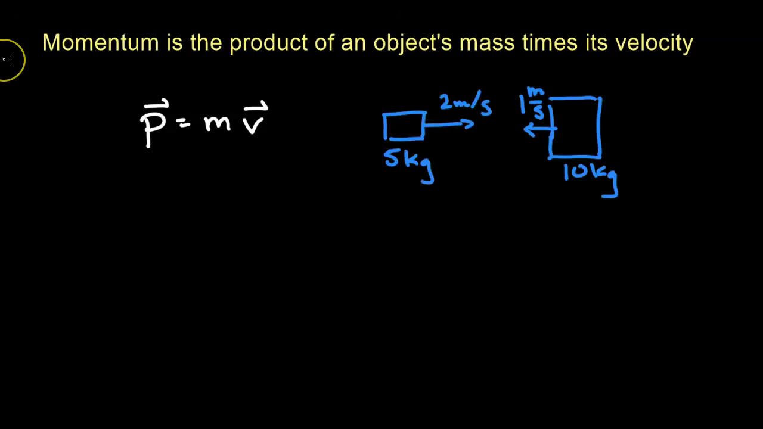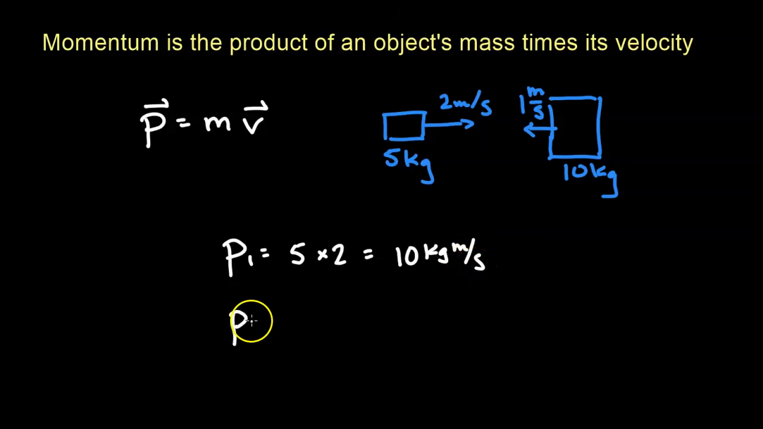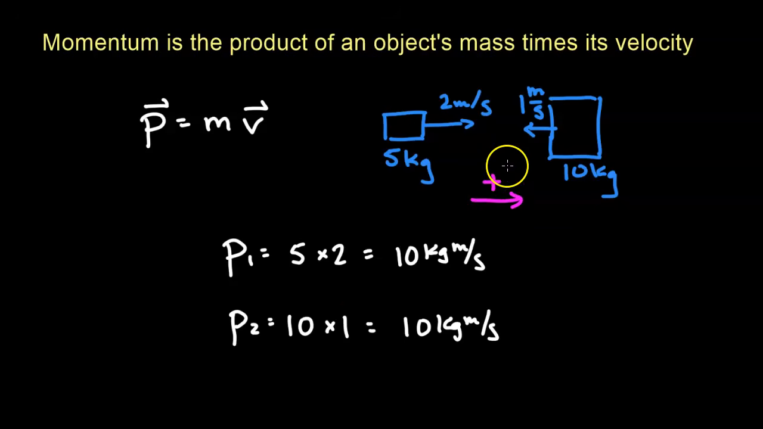So for example, object 1 on the left would have a momentum of 5 kilograms times 2 meters per second, which gives us a momentum of 10 kilogram meters per second. And object 2 would have a momentum of 10 times 1 meter per second, which also gives us 10 kilogram meters per second. However, if we were to make right positive, object 2 would have a negative momentum.